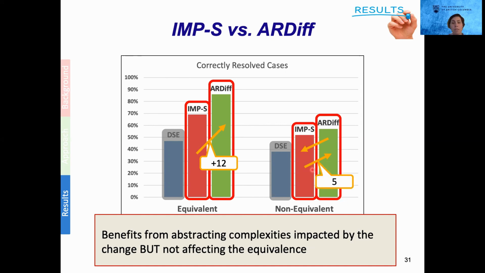For non-equivalent cases, there are 5 cases where Rdif could produce the correct proof when impacted summaries resulted in unknowns. But there are 3 non-equivalent cases solved by impacted summaries which result in unknowns for Rdif. In all 3 cases, impacted summaries was more successful because the changes impacted only a very small portion of each method. As a result, impacted summaries could prune many unimpacted clauses in the summaries and output non-equivalent.